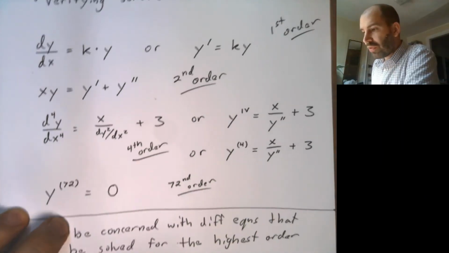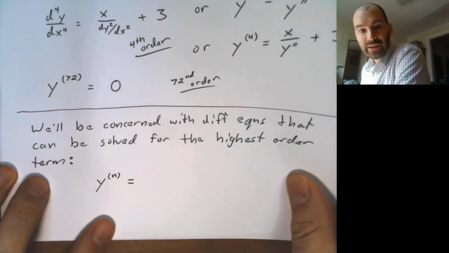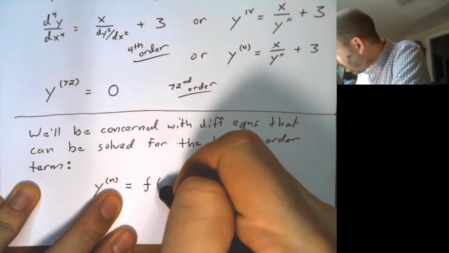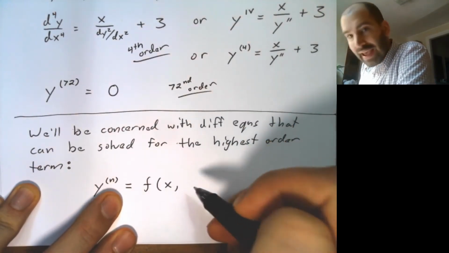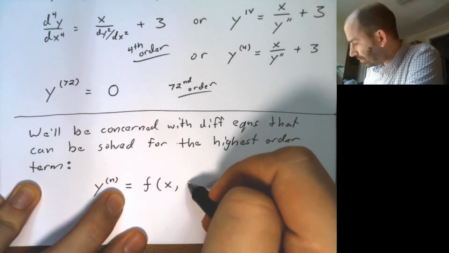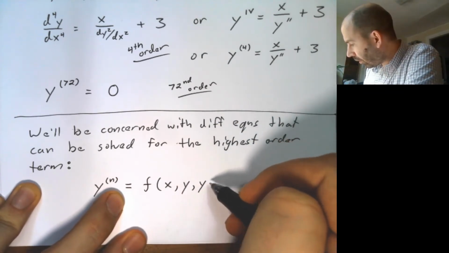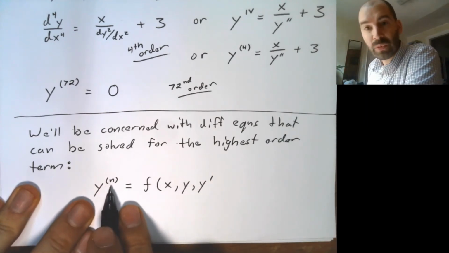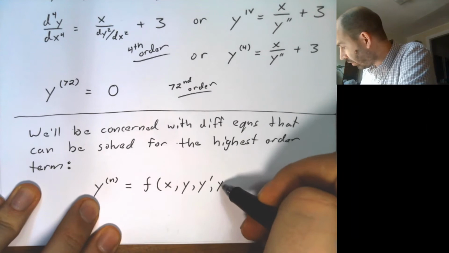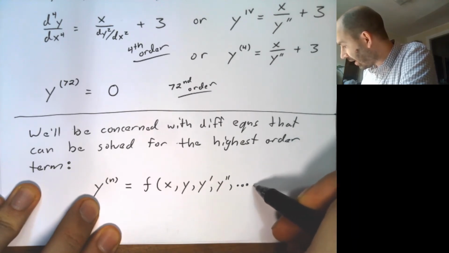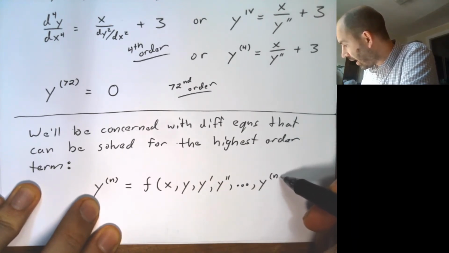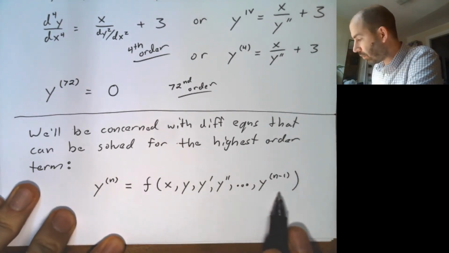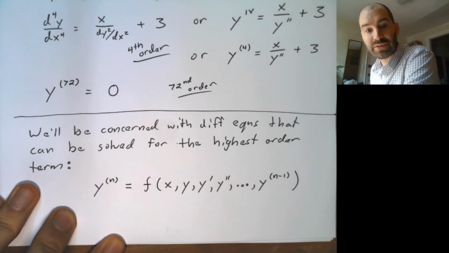So what that means is that we can write it like this. We can write it as a function of x and all the lower order derivatives. So all the derivatives up to and including n minus 1. So y, y prime, y double prime, and dot dot dot all the way up to the n minus first derivative. So on the right-hand side we'll have a function of this stuff.